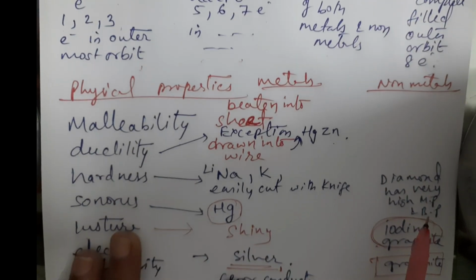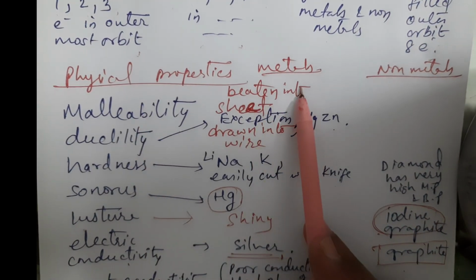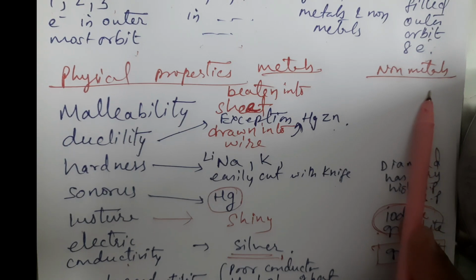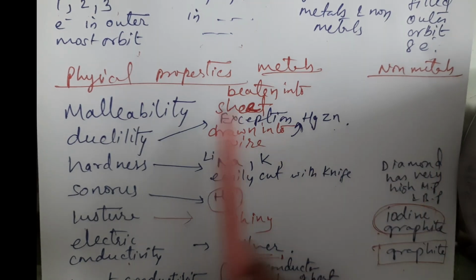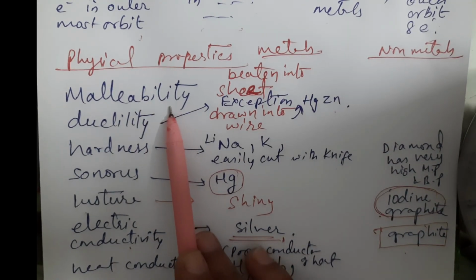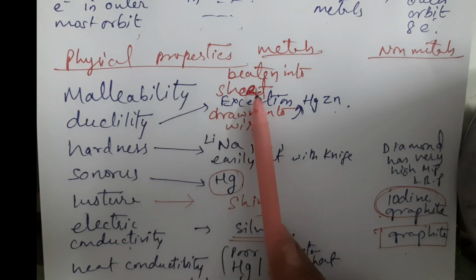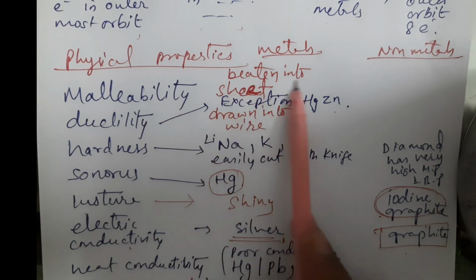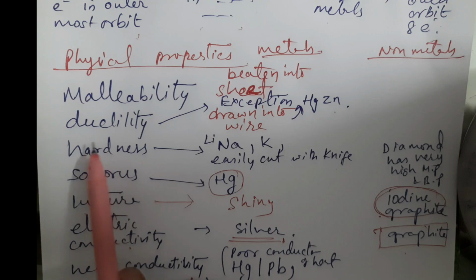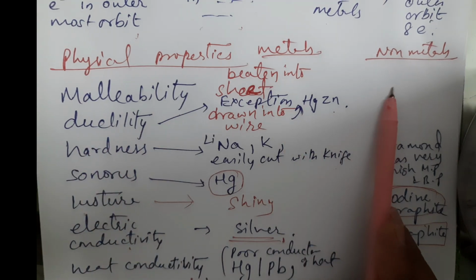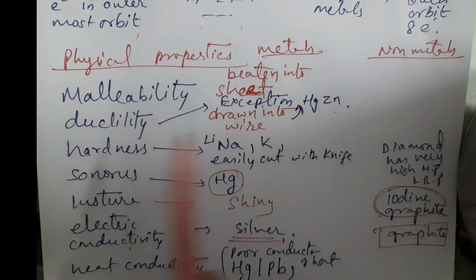Let's start with the next topic, physical properties of metals and non-metals. Here we will learn it comparatively. The first property is malleability. Metals are malleable in nature, that is, they can be beaten into thin sheets. Whereas the non-metals are non-malleable. We cannot make sheets out of them.